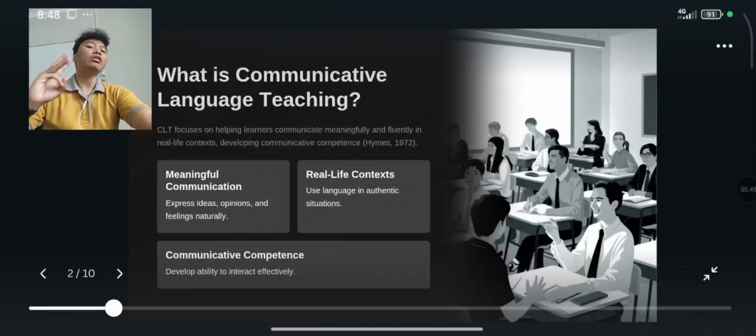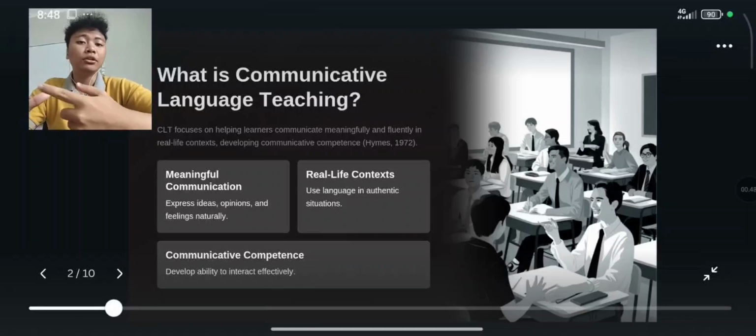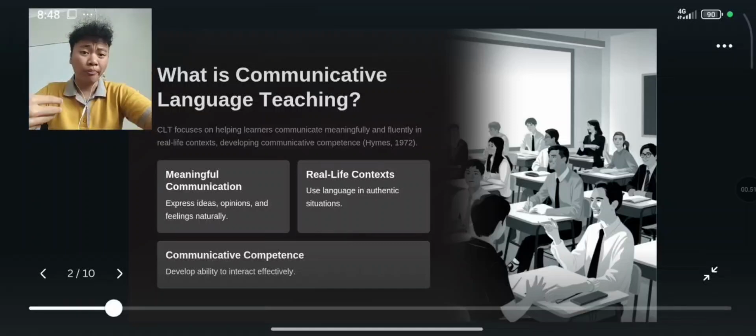And it focuses on three main items. First is meaningful communication, like expressing ideas, opinions, and feelings naturally. And then the second is real life context. With CLT, we will learn how to communicate with real life context in the classroom. It helps students to get a more realistic experience when learning a language.